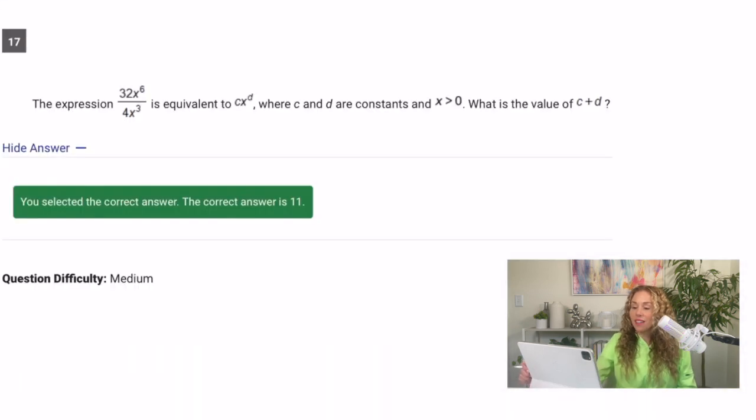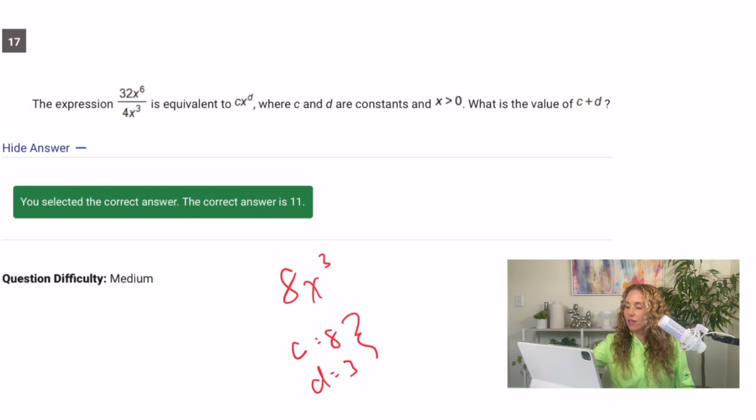Okay, 17, the expression 32x to the 6 over 4x to the 3rd is equivalent to cx^d. Well, all they really want us to do is simplify that. 32 divided by 4 is 8. X to the 6 divided by x to the 3rd, I subtract, so that's going to be x to the 3rd. So that means c is 8, d is 3 because of their positioning. So when I add those together, because they want c plus d, I get 11.